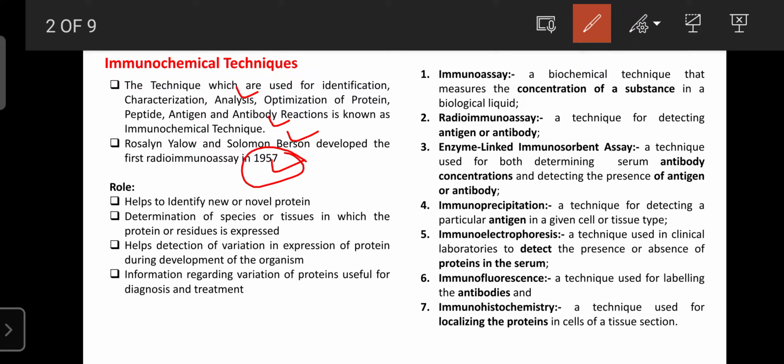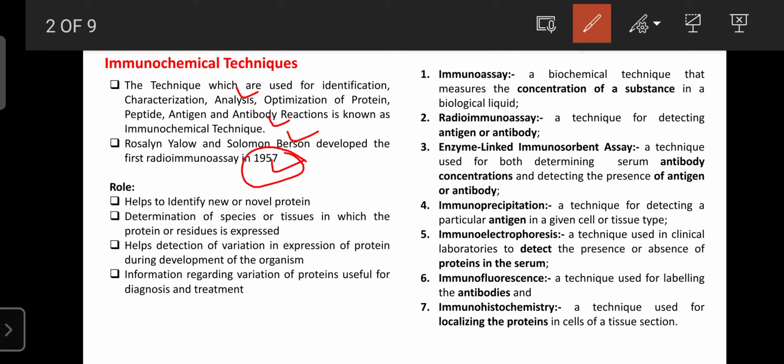Whatever therapy is given, we can check whether the antigen decreases or not. Once again, the example is the confirmation of COVID-19 after treatment or isolation, whether the COVID-19 virus is completely removed from the patient's body or circulation or not. That is also confirmed with the help of immunochemical techniques. But the methods are modified day by day.